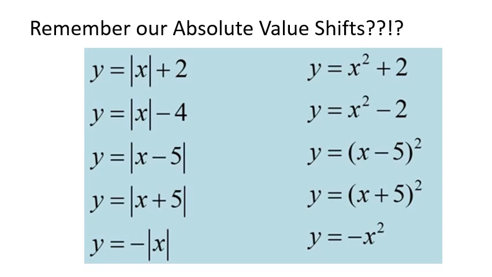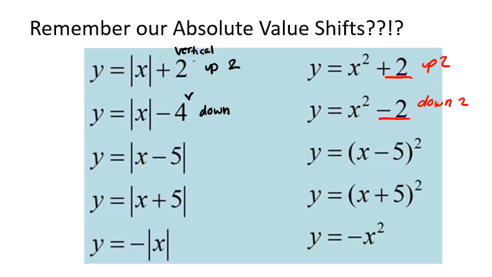If we think back, let's relate how absolute value compares to quadratics. When we had a number on the outside of the absolute value, that was our vertical shift. So our vertical shift in this case meant up 2, and our vertical shift here meant down 4. Now with quadratics, it means the same thing. If it's on the outside, this would mean up 2. On the outside, this would mean down 2.